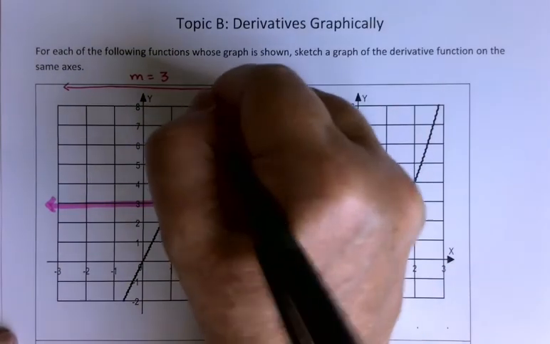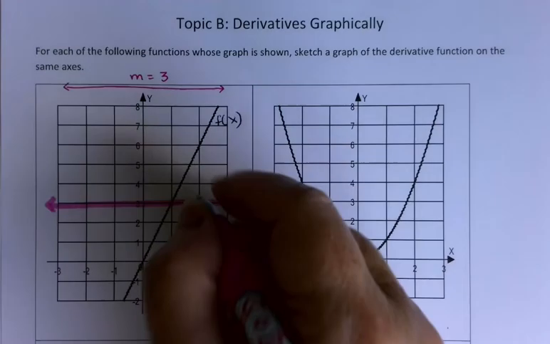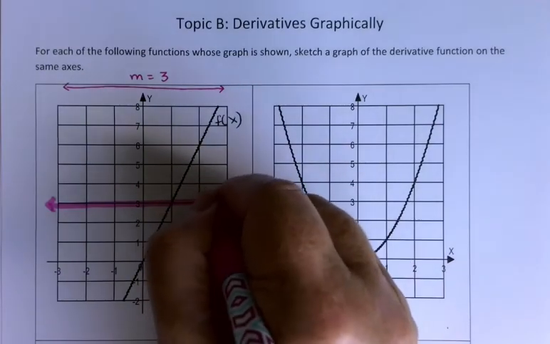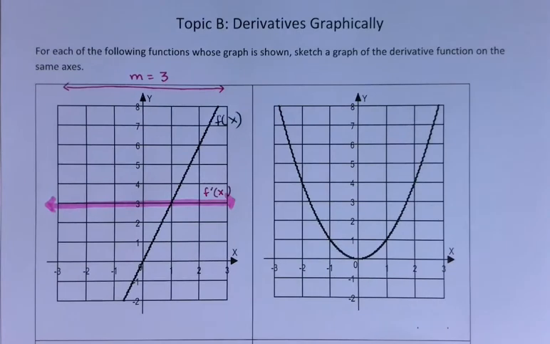So the original given function was f of x, and the function I just drew here was f prime of x. In this case, always equal to 3.